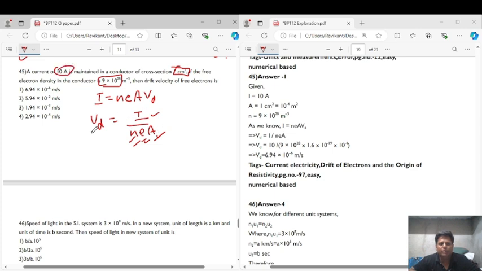So putting all these values and calculating for vd, we get vd, that is drift velocity, equals 6.94 × 10^-6 meter per second. So the correct answer for question number 45 is option 4. Again, it is a direct formula based question. We have the formula here, that is vd = I upon neA. Simply put the values with the correct units, you will get the answer.